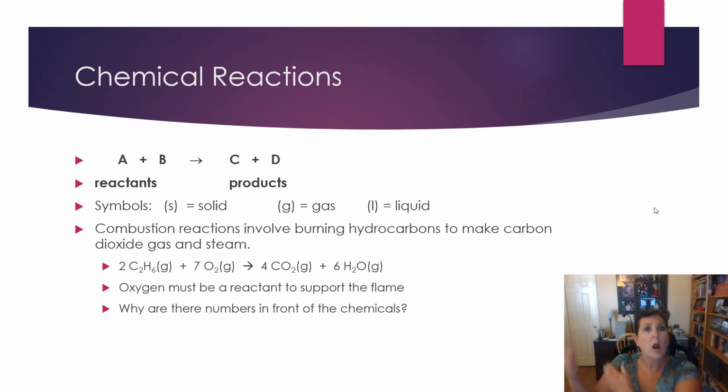So we're going to have our hydrocarbon, a CH chemical, plus O2 gas, because oxygen supports the flame, then the arrow, and we're going to make CO2 and H2O gases. So combustion always looks like that. So oxygen is a reactant that supports the flame, and then we have numbers in front of the chemicals that indicate how many molecules we need for the reaction to be balanced.